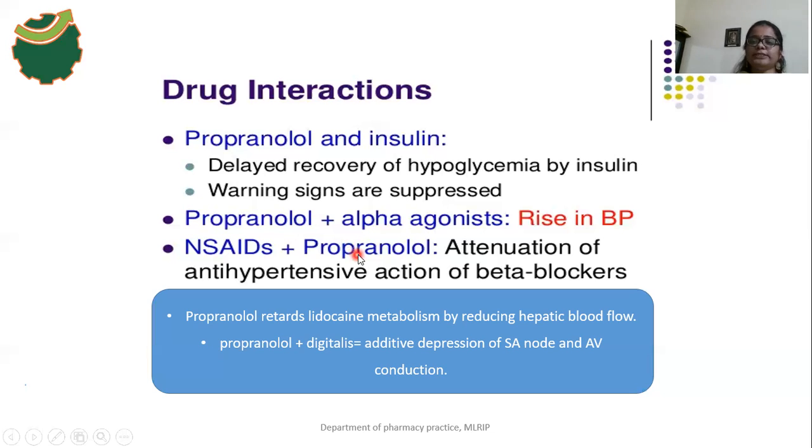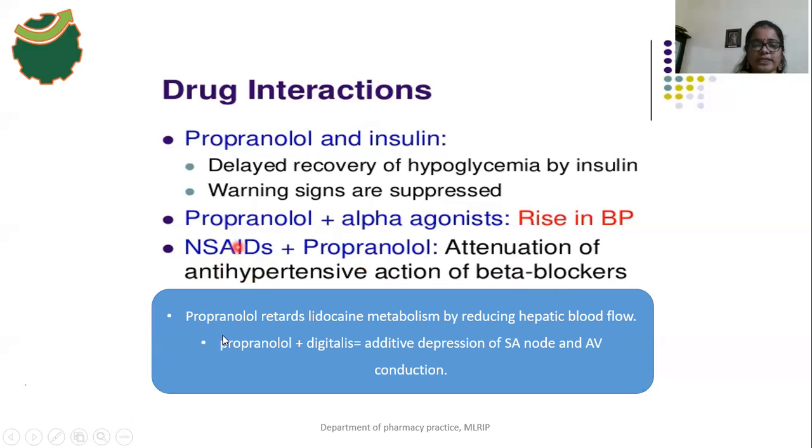Propranolol is a beta blocking agent, and this drug is used for the treatment of hypertension. So NSAIDs cause hypertension, and propranolol is used for the treatment of hypertension, meaning it is an antihypertensive drug. So when these two drugs are used at the same time, the antihypertensive effect of propranolol decreases. That's why propranolol is not used along with NSAIDs: NSAIDs decrease the efficacy of the beta blockers, because NSAIDs increase the blood pressure. So when used along with propranolol, the antihypertensive action of the beta blockers will decrease.